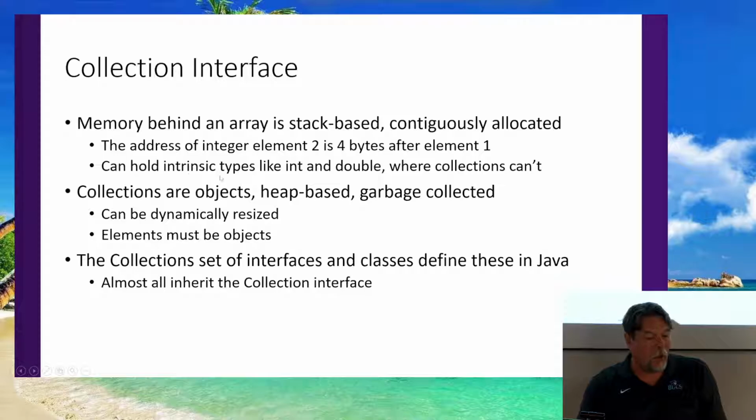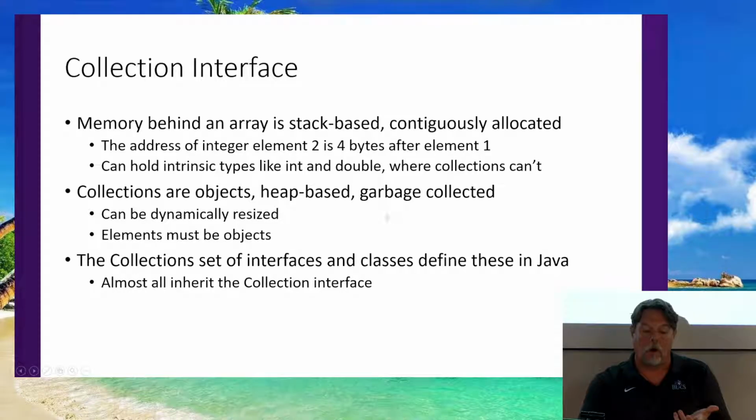An array can hold these intrinsic int and double data types. Collections can't. Collections, you have to use an object. And here's where we're going to start getting into the differences between array and collections, and this collection versus that collection. So in general, these collections we're talking about are going to be heap-based.